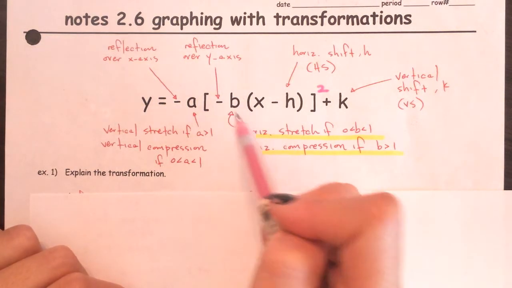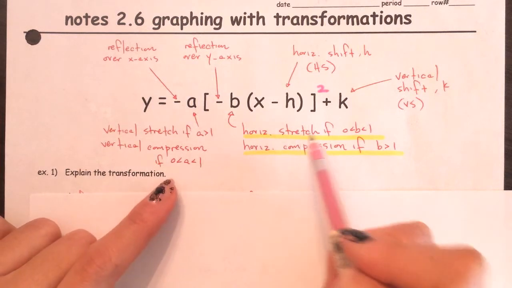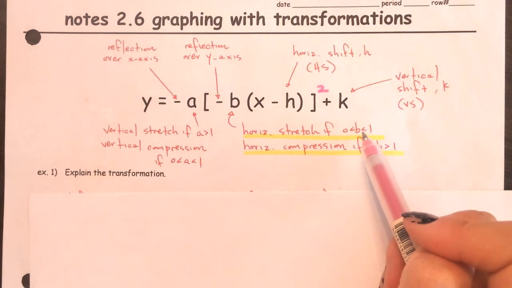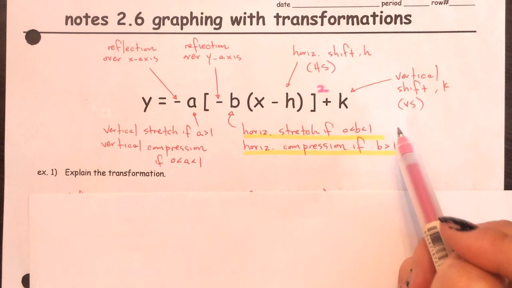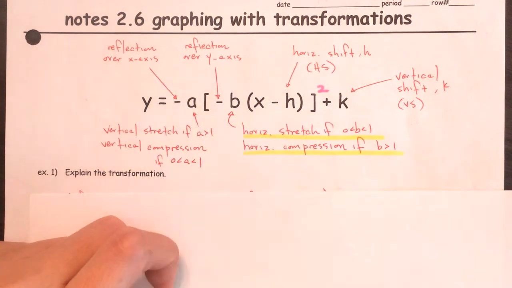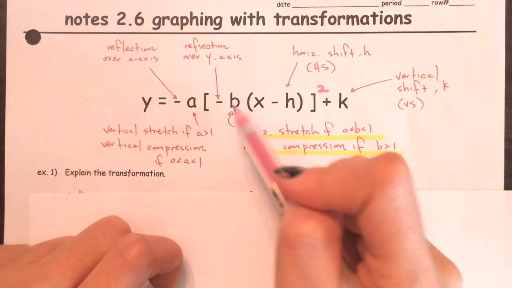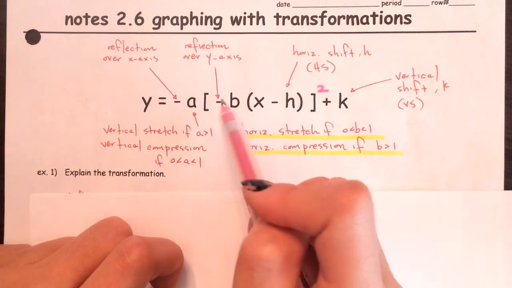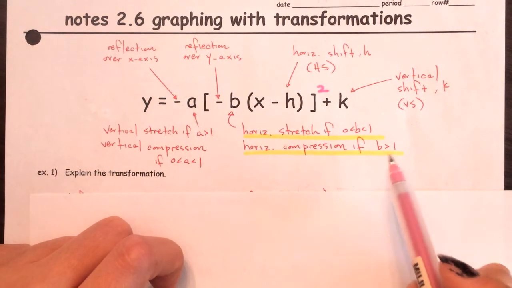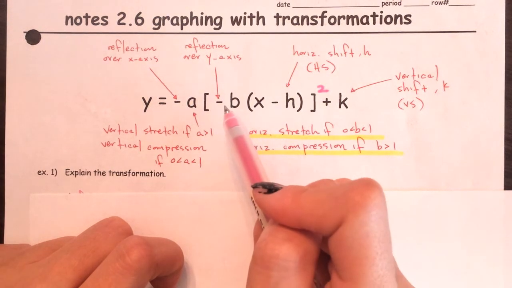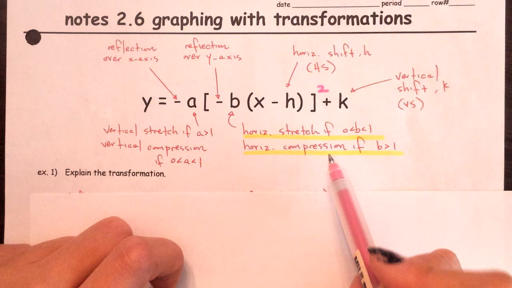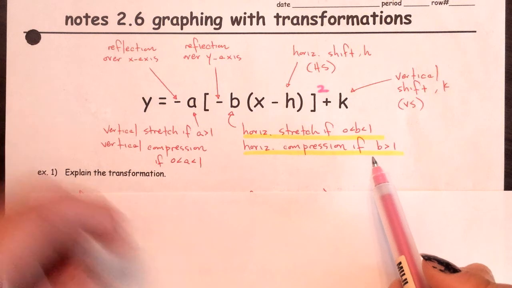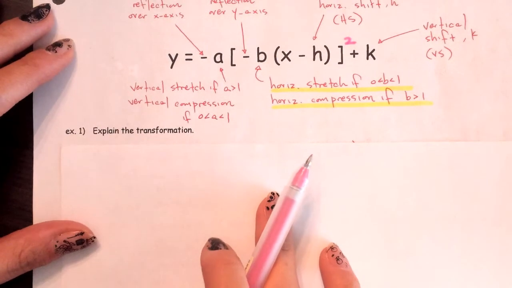So x's are liars. B is a stretch if b is a fraction. Because when we take the fraction out, what actually do we do with that value? We actually flip it and then multiply by it. So that's why it's a stretch if it's a fraction. Because when we take it out, we flip it. And then it's a compression if it's a big number. Like if it's a 2, it's actually a compression of 1/2. So if this is a 2, that would be a horizontal compression of 1/2. Because b is 2, and when we take it out, it really gets multiplied by 1/2. Okay? Okay, so explain each transformation.